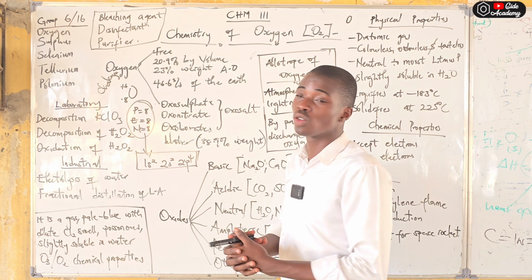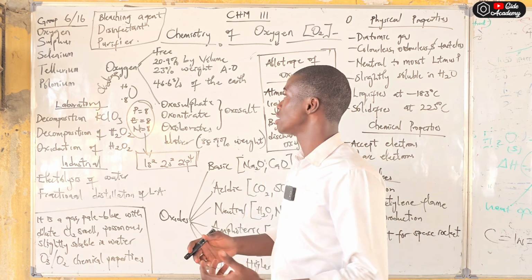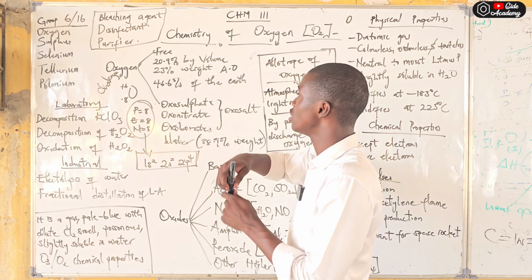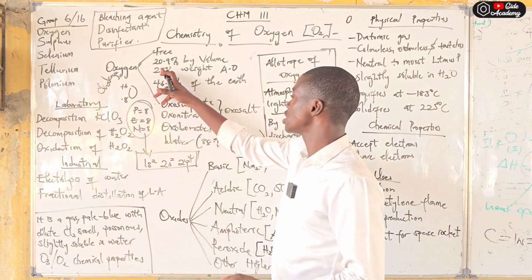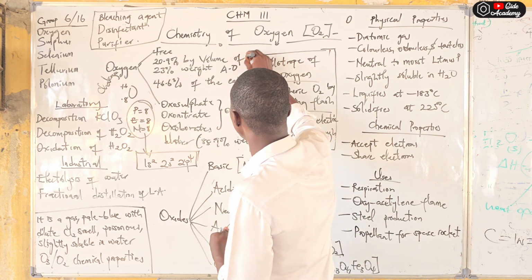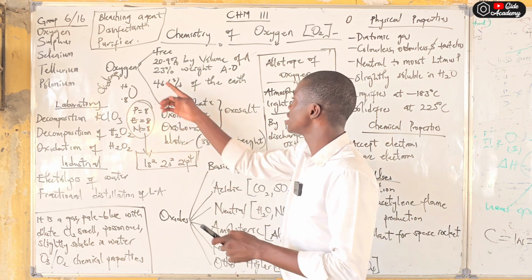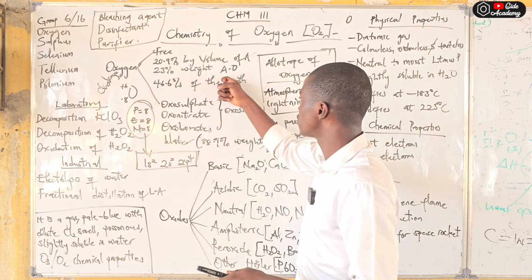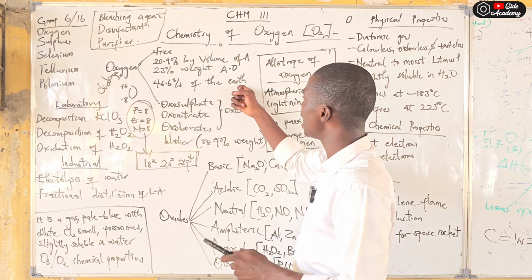So what about the occurrence of oxygen? Oxygen actually occurs in two forms. It's either in a free state or in a combined state. The free state of oxygen, we already know that's in air. So for oxygen, we have 20.9% by volume of the atmospheric air. We have 23% by weight of atmospheric oxygen. We have 46.6% of the earth crust.